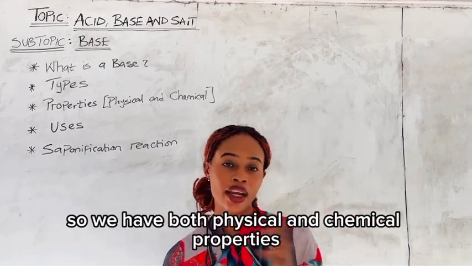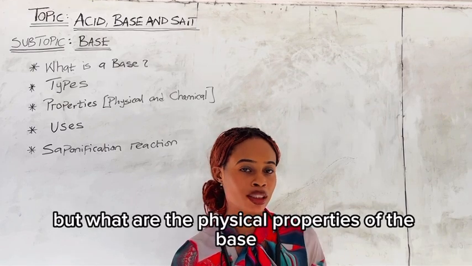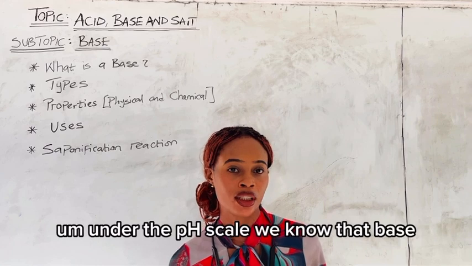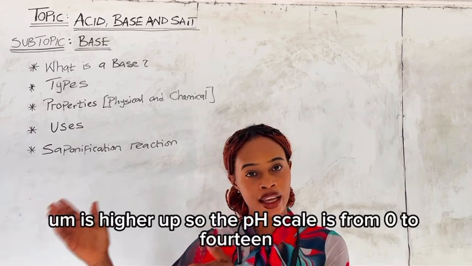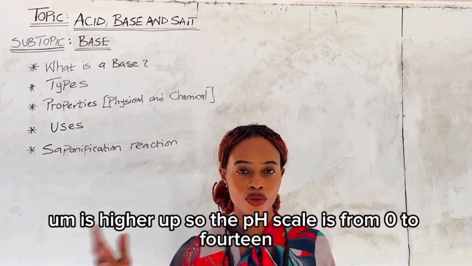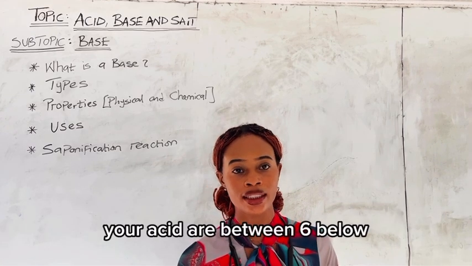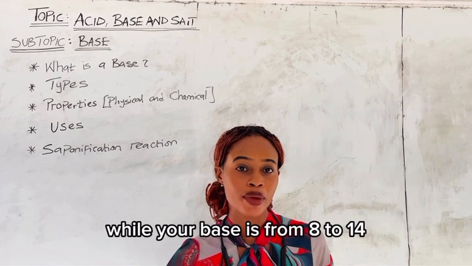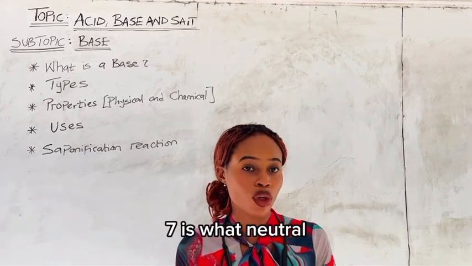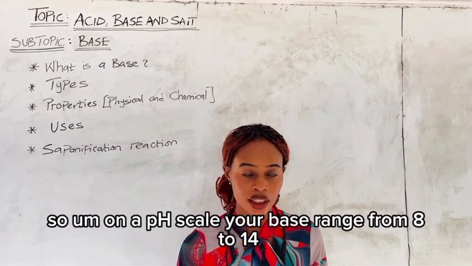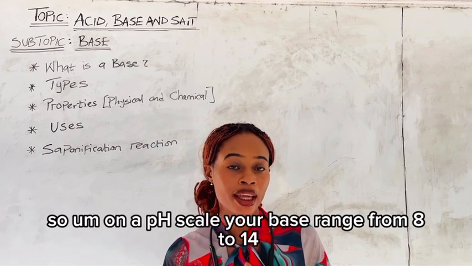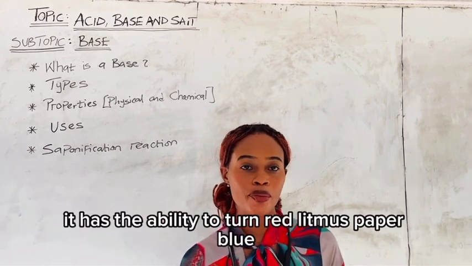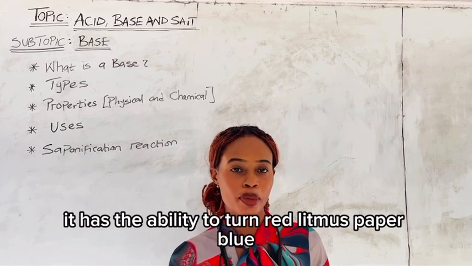So we have both physical and chemical properties. But what are the physical properties of the base? So first things first, under physical properties, under the pH scale, we know that base is higher up. So the pH scale is from 0 to 14. Your acids are between 6 and 0 backward, while your base is from 8 to 14. 7 is neutral. So on the pH scale, your base ranges from 8 to 14. So that's the first property. Then number 2, it has the ability to turn red litmus paper blue.